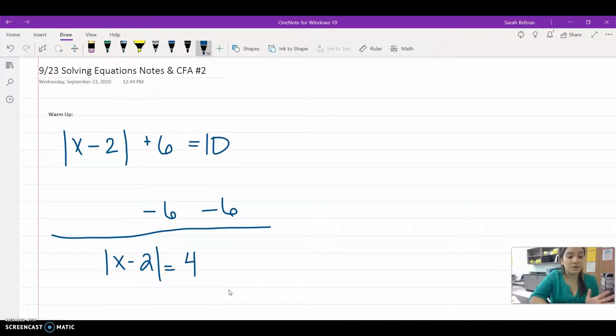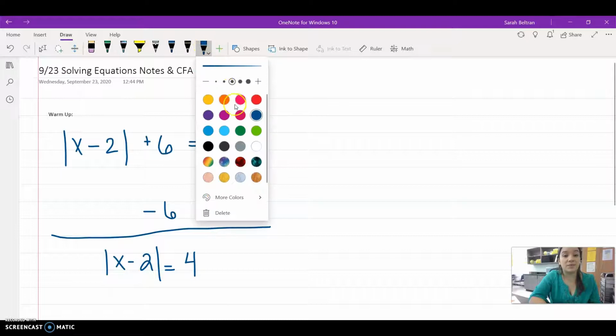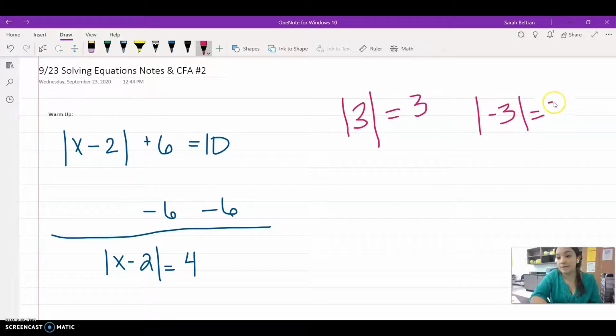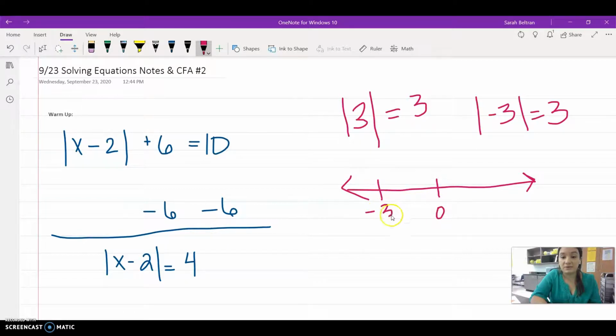Now remember that there are two solutions when we are solving for absolute value, because we have gone over examples. I'll do one over here really quickly. The absolute value of positive 3 is 3. And we also said the absolute value of negative 3 is also 3. Remember, we did a number line with 0 in the middle, negative 3 over here, positive 3 over here.